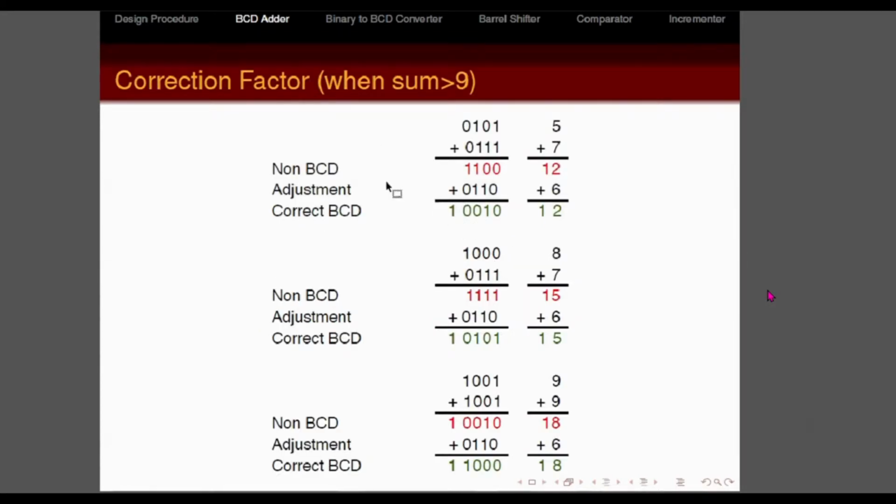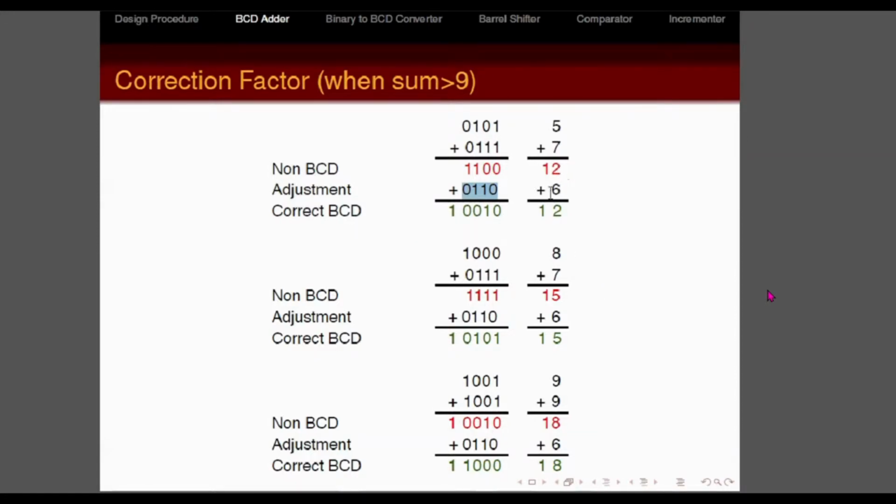So the correction you have to do is only when your output is above 9. For example, if your number is 1100, what you do is you add 0110. The process is actually, if you remember, from 0 to 9 is valid, and then there are 6 numbers from 10 until 15, which is 6 numbers. Those are invalid numbers. So when you add 6, it means you are jumping these 6 numbers so that you go to the correct or valid BCD.